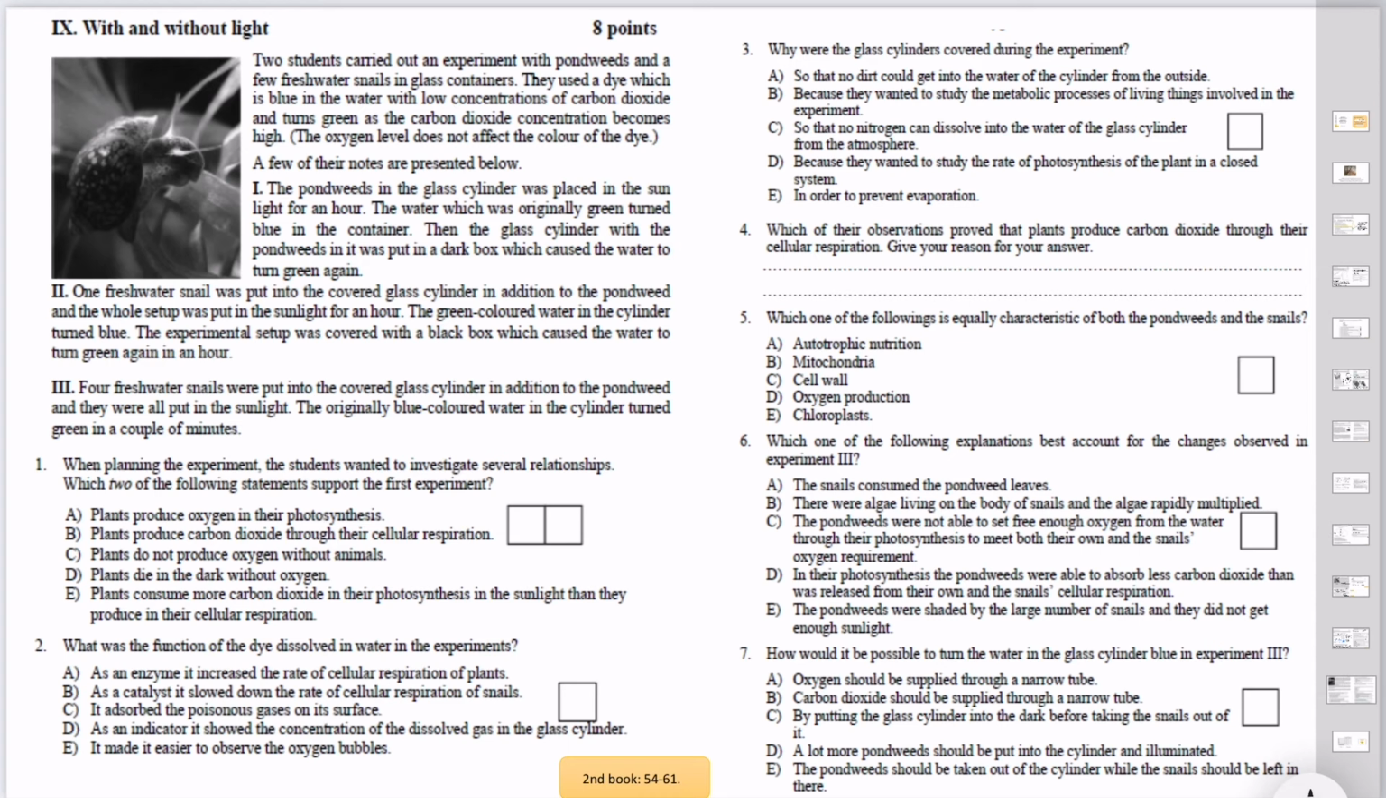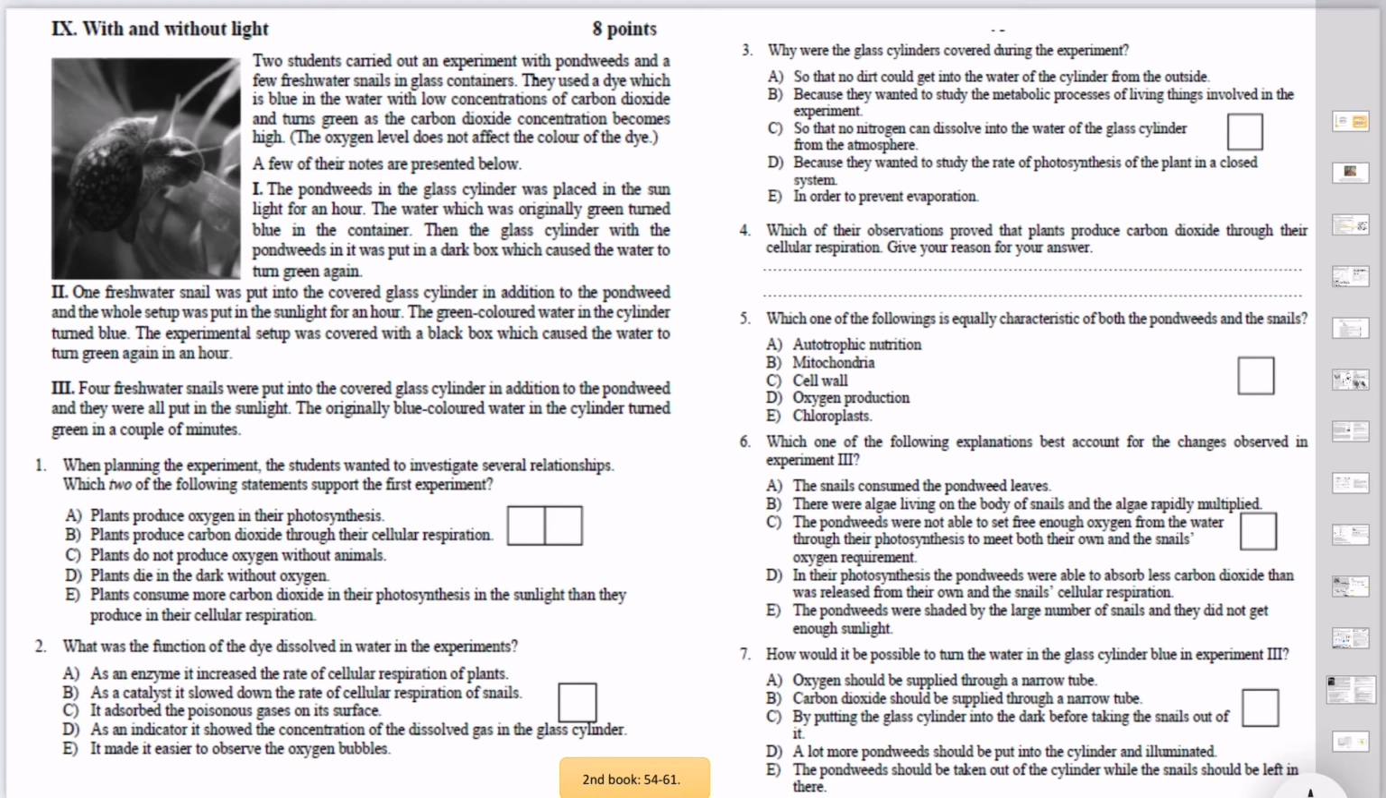And the third observation: 4 freshwater snails were put into the covered glass cylinder in addition to the pondweed, and they were all put in the sunlight. The originally blue-colored water in the cylinder turned green in a couple of minutes. When planning the experiment, the students wanted to investigate several relationships. Which two of the following statements support the first experiment?